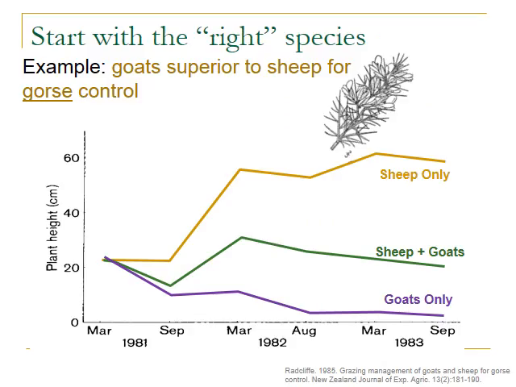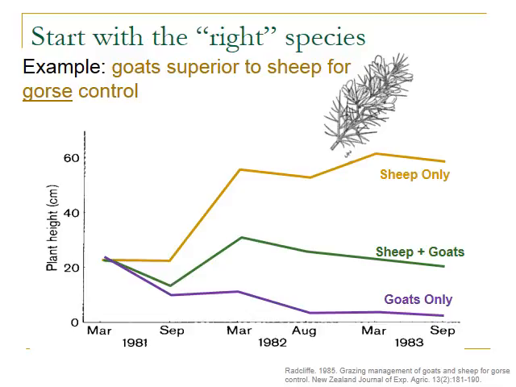Here's an example. This is a pretty interesting study that was done in New Zealand where they were looking at this plant called gorse. We have a little bit of this as an invasive plant on the west coast, Washington, California, but it's not a huge problem yet. It is a problem in New Zealand, and it's this big spiny perennial plant.